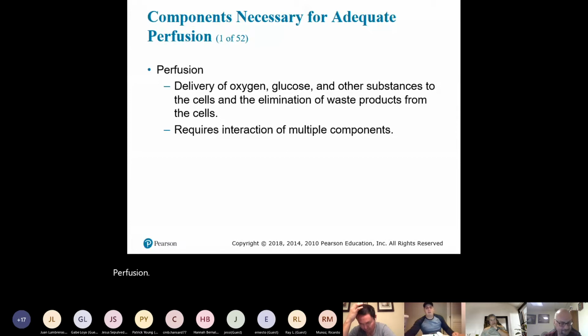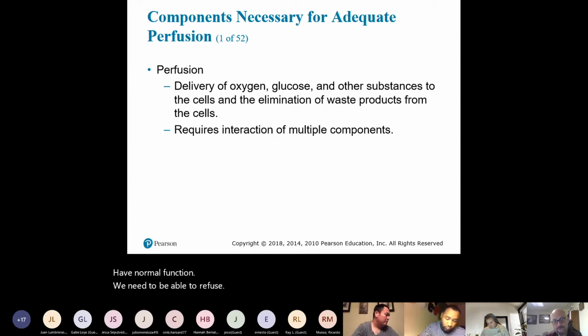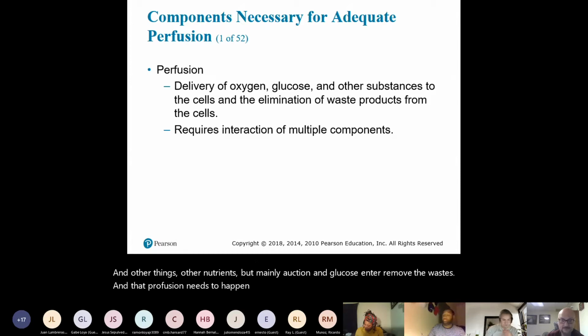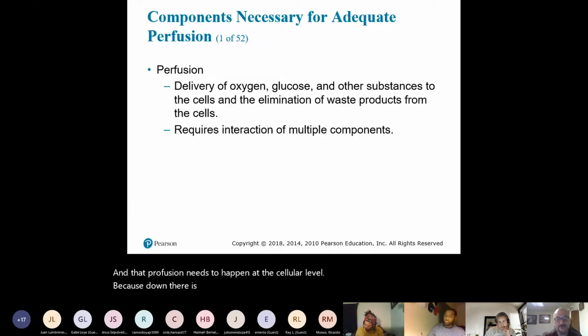Perfusion. In order to have normal function, we need to be able to perfuse. That's the verb. The process of perfusion is the delivery of oxygen and glucose and other nutrients, but mainly oxygen and glucose, and to remove the wastes. And that perfusion needs to happen at the cellular level, because down there is where everything is occurring.